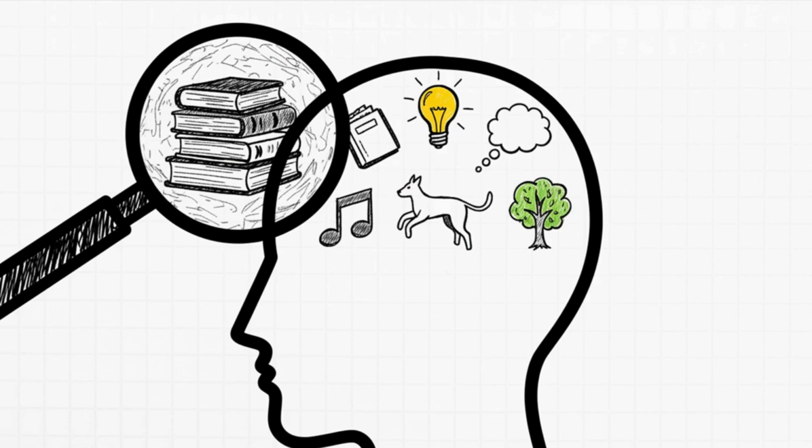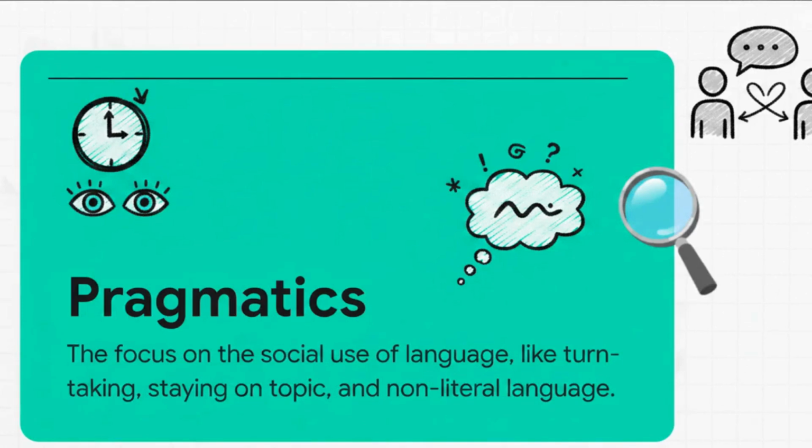The key takeaway here is simple. This is the study of meaning itself. And last, but definitely not least, we've got pragmatics. I like to think of this as the secret unwritten rulebook for conversation. It's not about the words you say, but how you say them.